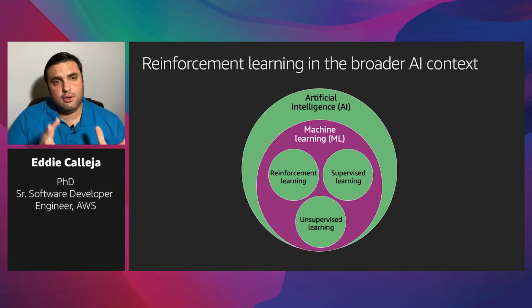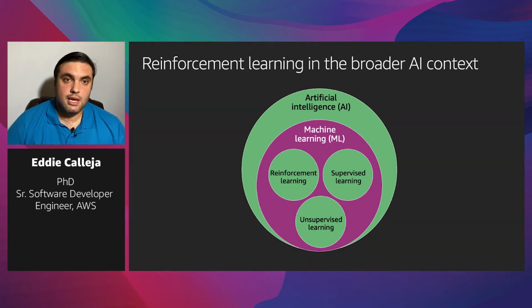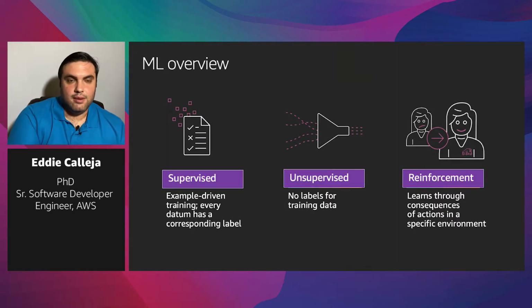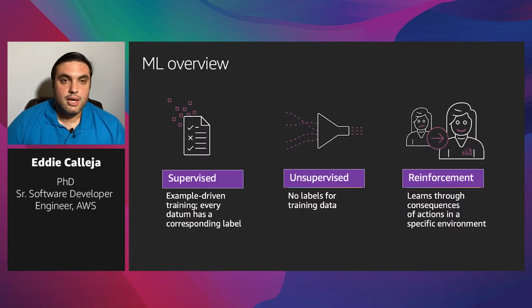So within machine learning, there's broadly speaking three kinds of fields. There's the field of supervised learning, unsupervised learning, and then reinforcement learning. And let's just compare and contrast some of the differences. And let me give you some examples of what each of these different fields within machine learning are really about.